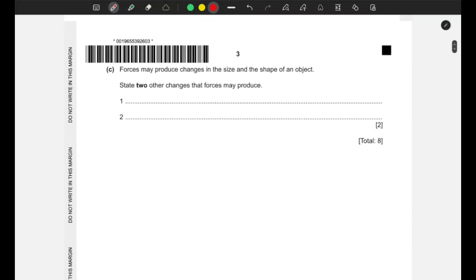Forces may produce changes in the size and the shape of an object. State 2 other changes that a force may produce. They've already told us they can produce a change in size and shape, which is also known as deformation. The other things: they can produce a change in speed, and they can produce a change in direction. So these can be the 2. We can also say they can produce a change in velocity.